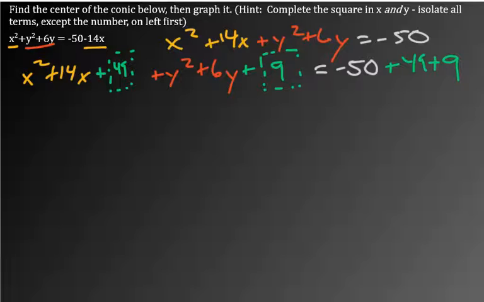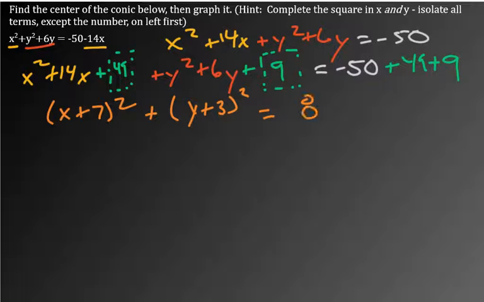You can add to 14 and multiply to 49 if you use positive 7 and positive 7. And so that's my perfect square there. And then I can add to 6 and multiply to 9 if I use 3 and 3. And so my perfect square here is y plus 3. And then if you just add up everything on the right side, you're going to get 8. And so now this should look like a conic section. And we know it's just a circle, right? So this is just a circle.